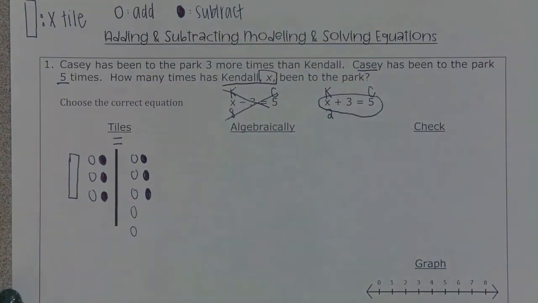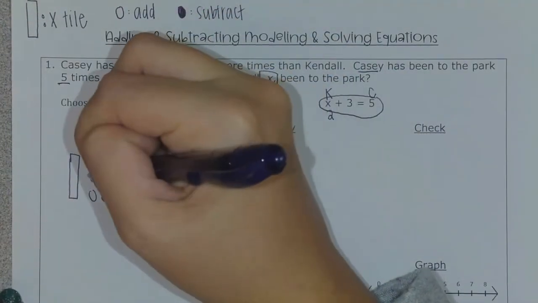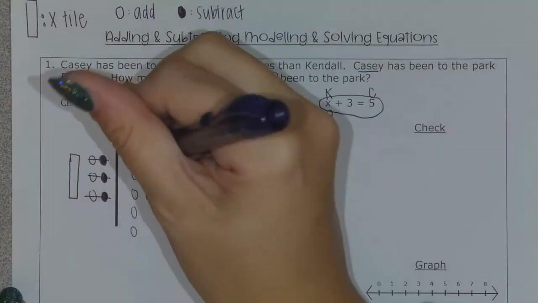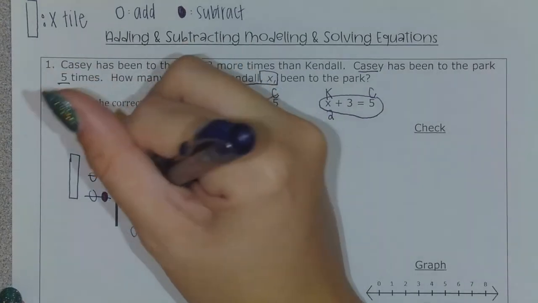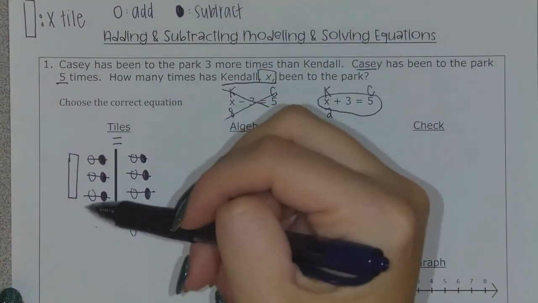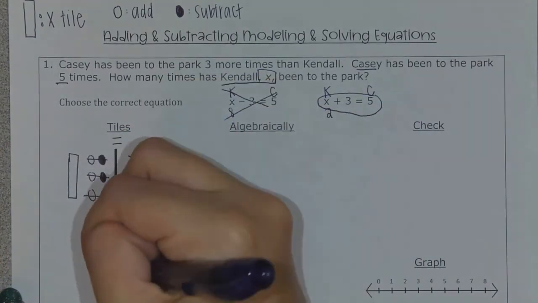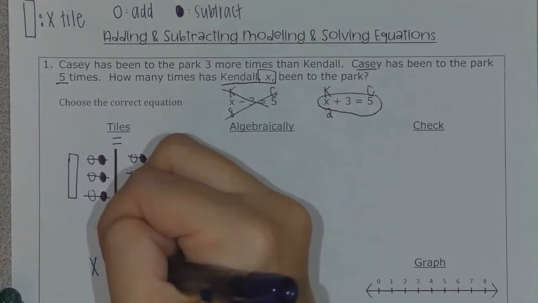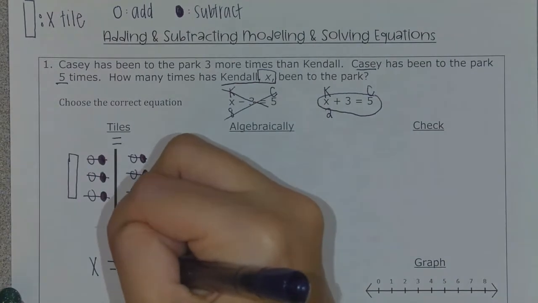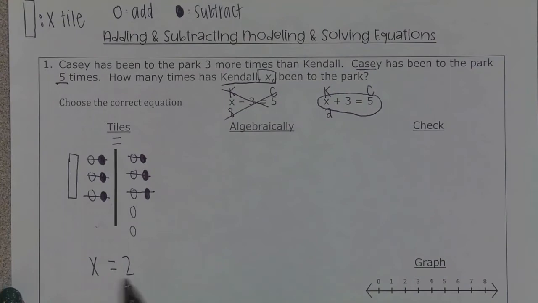Now, every closed and open circle cancels each other out. So those cancel each other out, those cancel each other out, and so do those. On our right side, those cancel each other out, those cancel each other out, and so do those. So my answer is going to be whatever I'm left with on the left and the right side. So on the left side, all I have left is x. And then this line represents my equal sign. And then all I have left are my 2 open circles, which represents 2. So I know that x equals 2.